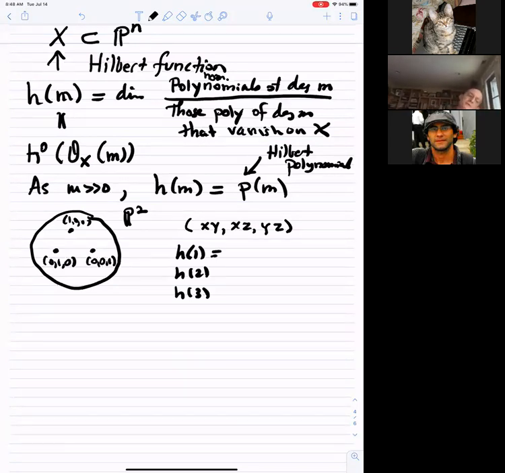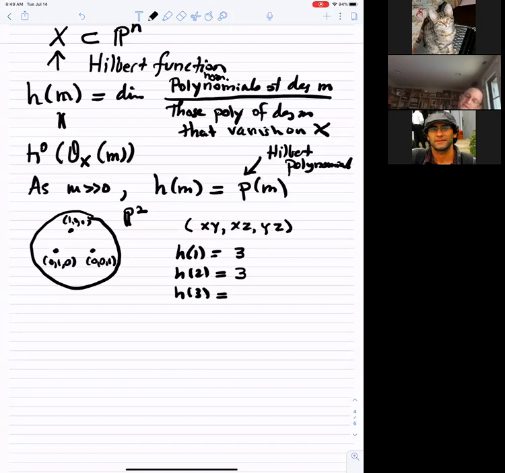So the polynomials of degree 1 are given by x, y, z, so that's a 3-dimensional vector space. Quadratic polynomials are spanned by x squared, y squared, z squared, xy, xz, yz. xy, xz, and yz vanish on these, so you see there's a 3-dimensional space of such polynomials. And then you can keep doing this.